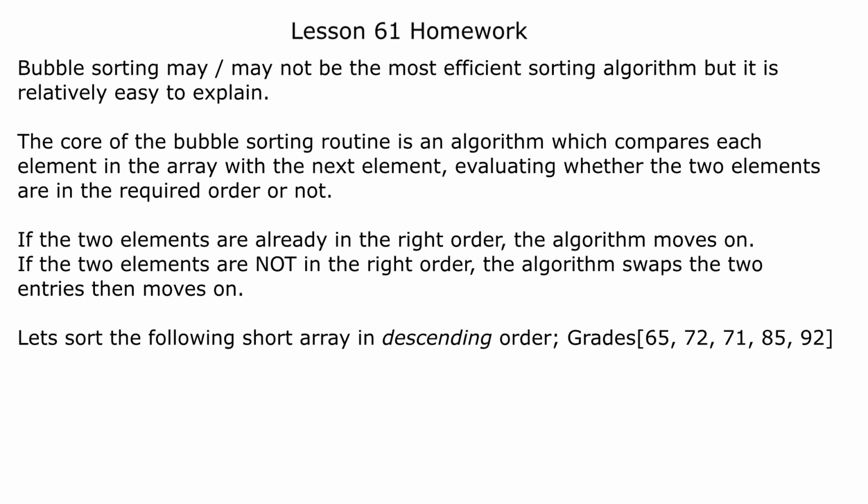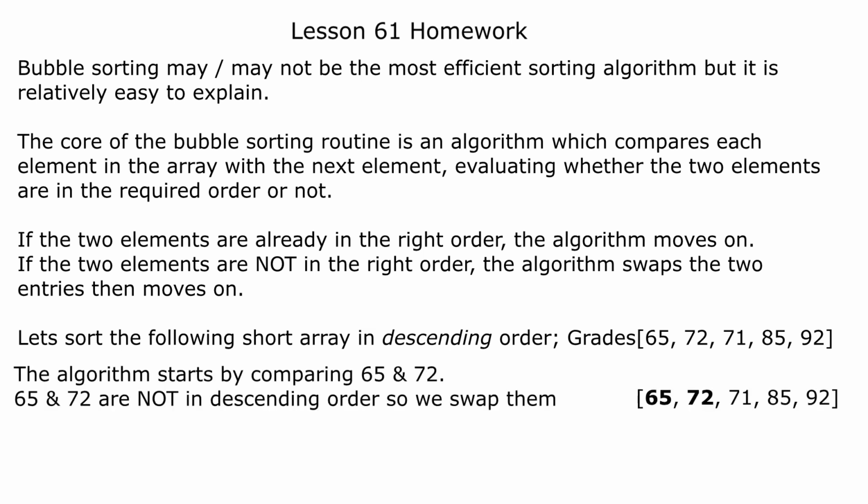Let's sort the following short array in descending order. Grades 65, 72, 71, 85, and 92. The algorithm starts by comparing 65 and 72. 65 and 72 are not in descending order, so we swap them.